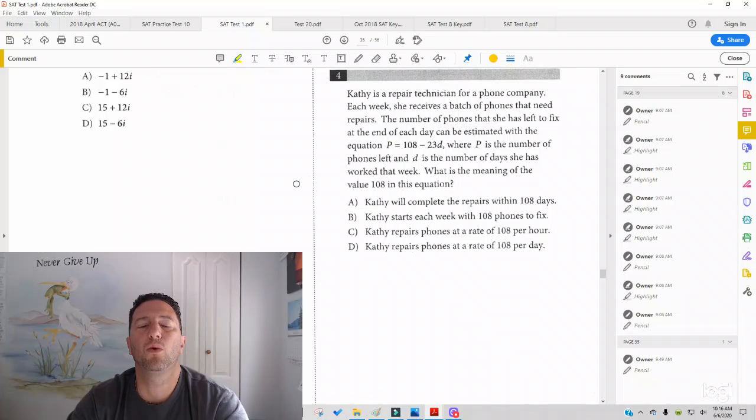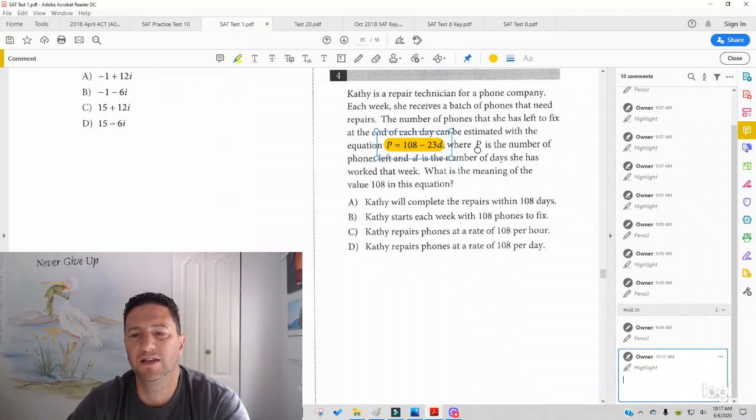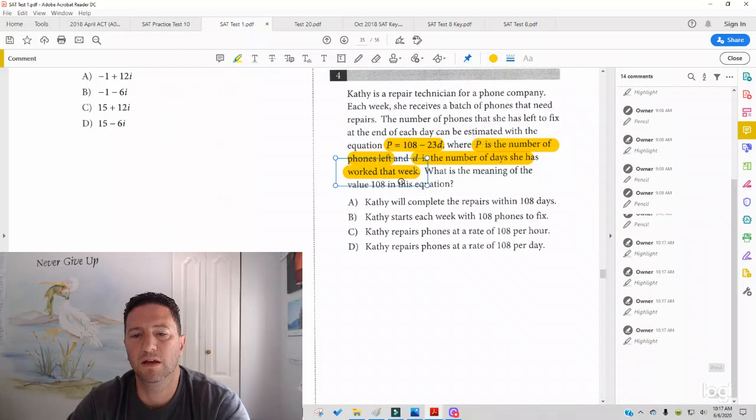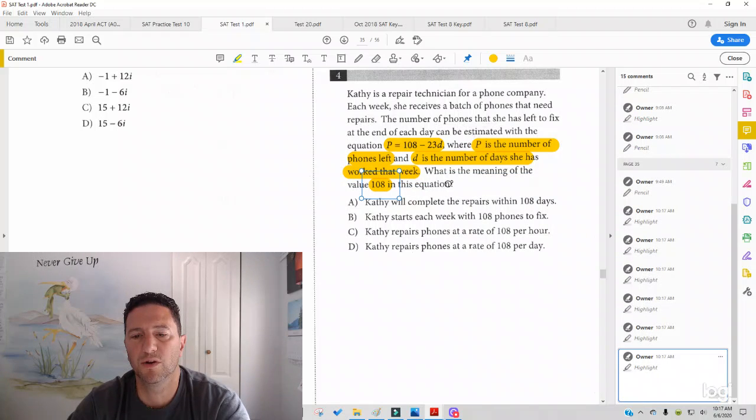Today we're looking at Test 1, Section 3, Number 4, which reads: Kathy is a repair technician for a phone company. Each week, she receives a batch of phones that need repairs. The number of phones that she has left to fix at the end of each day could be estimated with the equation P equals 108 minus 23D, where P is the number of phones left, D is the number of days she has worked that week. What is the meaning of 108 in this equation?